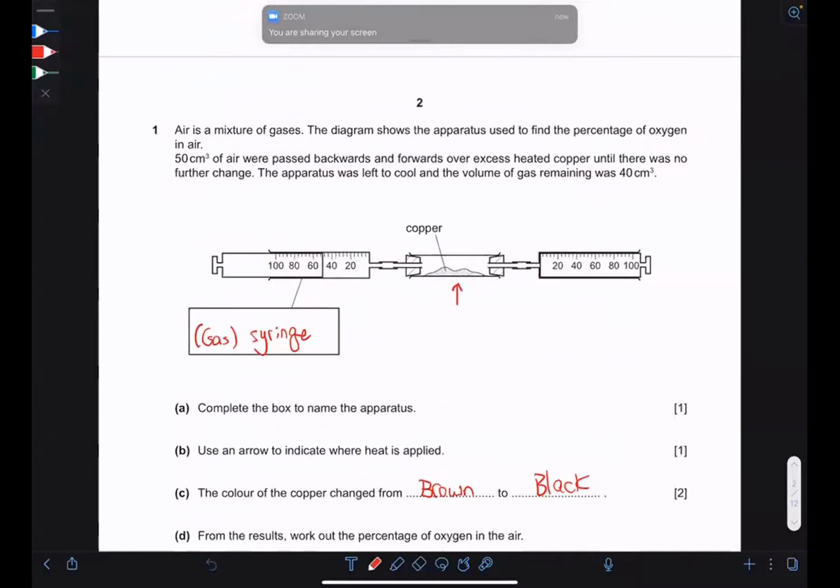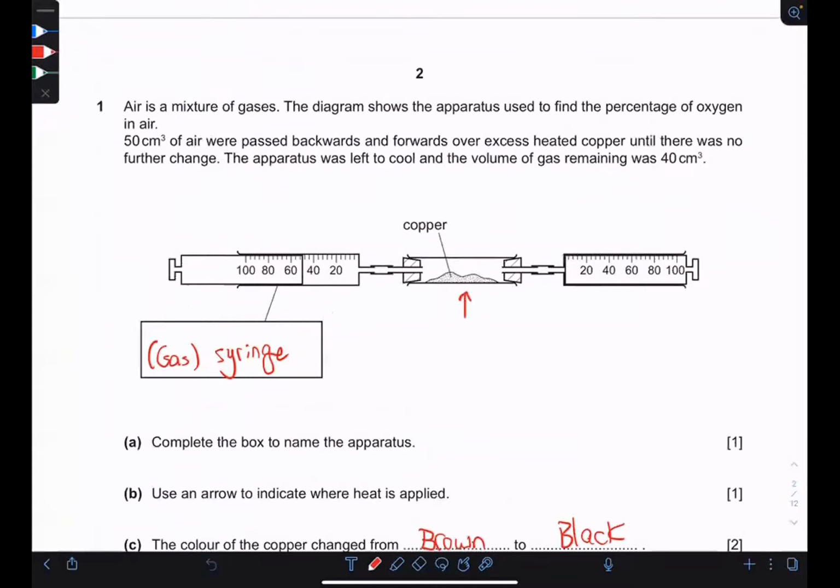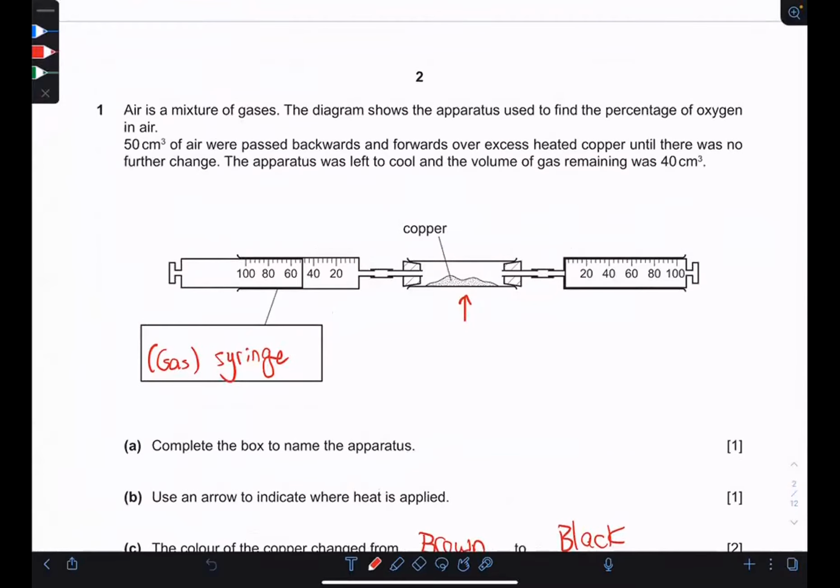Question 1, he's asking for the labels. It's a syringe or gas syringe. This experiment is very important. He's trying to calculate the percentage of oxygen in the air.